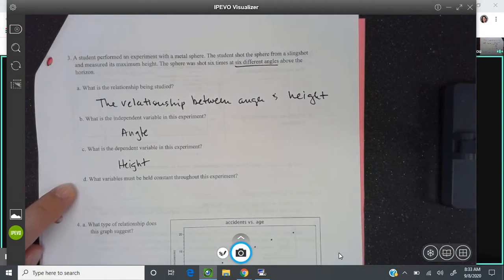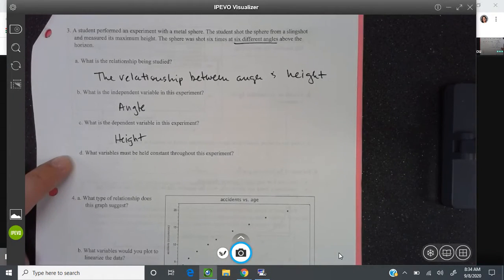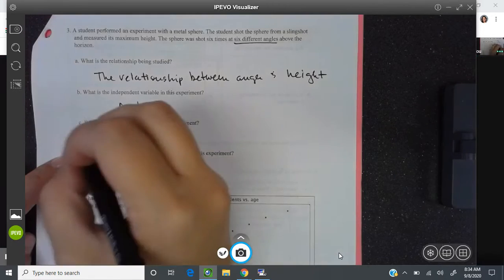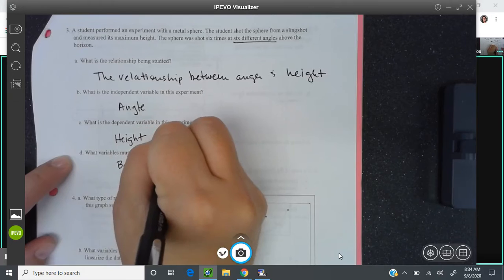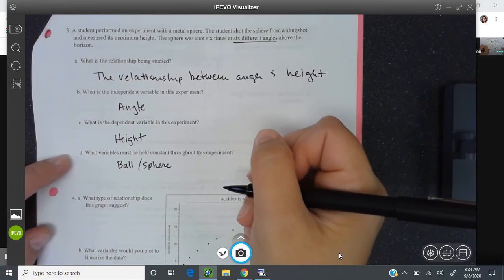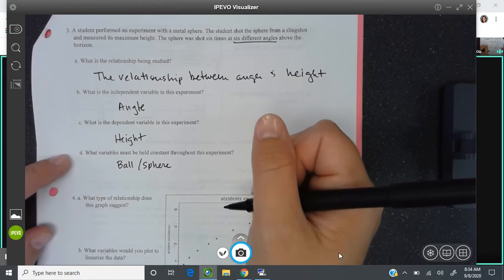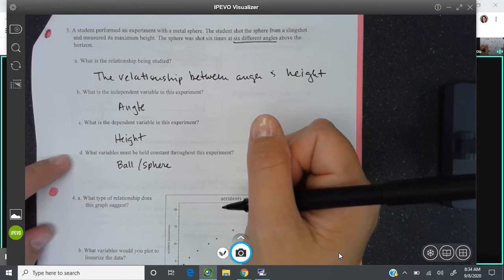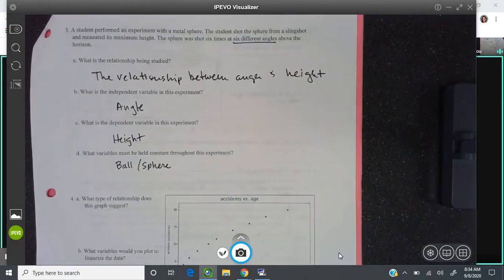What things do have to be held constant through the experiment? What things can't he change? I can think of 2 things he has to make sure he keeps the same. Sam. Yeah, you have to keep the ball constant. What else? What do you change when you want to shoot something a different distance with the slingshot? Besides angle. Yeah. How hard you do it, yeah? So you can measure things like how far you pull it back and make sure that the pullback is always the same.